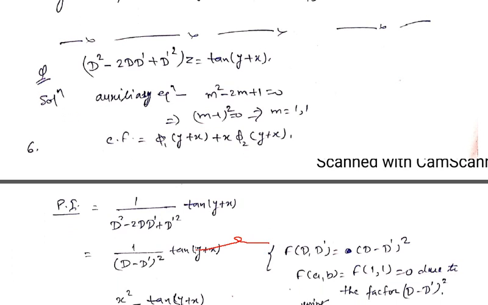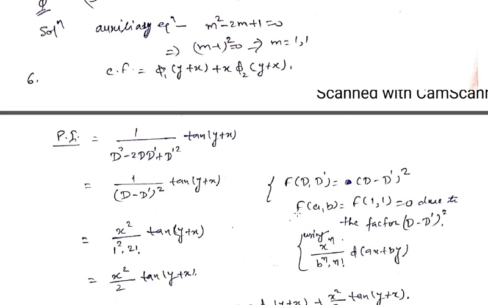Now we will write PI = 1/f(D,D') of (10y + x), or 10x + y. a is 1, b is 1, and x + y is v. So it becomes 1/(D − D')² of (10y + x). When we replace D with a, which is 1, and D' with b, which is also 1, it becomes f(a,b) = 0. And when f(a,b) = 0, here we use the second approach.